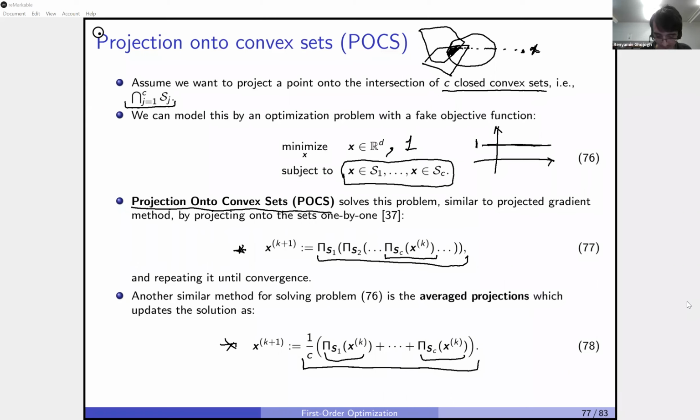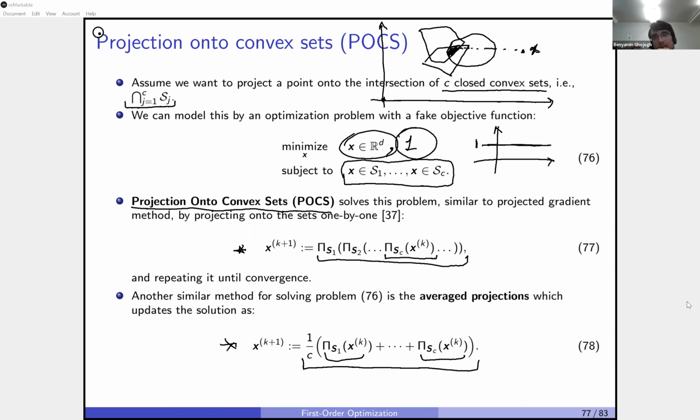What is the difference between these two? When you set the fake function to some function which is not related to x, or to x. When you are saying minimize 1, then you're saying you want to find x which satisfies the constraints and nothing else. But when you are saying minimize x subject to this, it means find the smallest x which is inside these constraints. Assume in this visualization that I had, assume this is the origin.